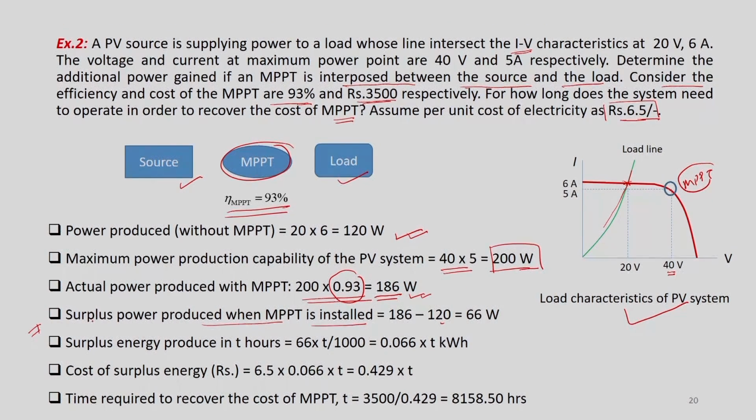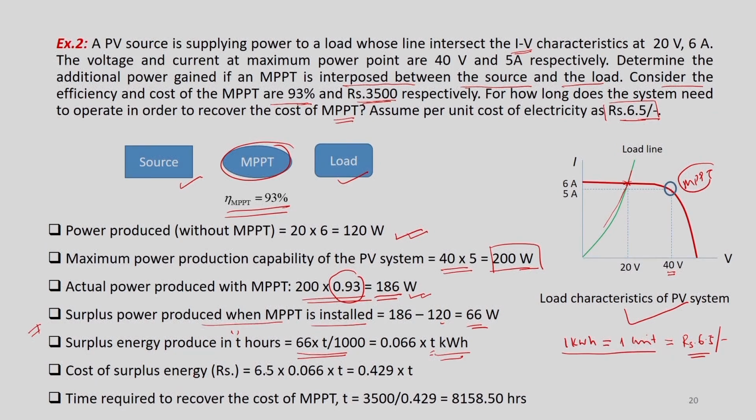Now, this surplus power is 66 watt, and then the surplus energy produced in T hours. If we multiply it by T and then divide by 1000, it will become kilowatt hour. T will be in hours, and 1000 we have divided, so it becomes kilowatt hour. Already we know 1 kilowatt hour is nothing but 1 unit. Here, 1 unit cost in rupees, how much is given? 6.5 rupees. Right. So now we can use this information here.